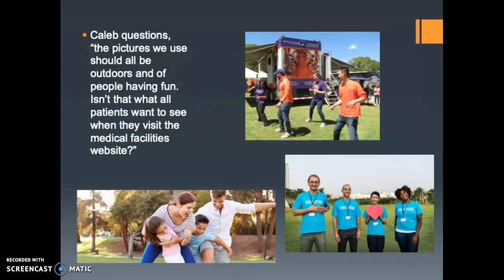In our third scenario here, Caleb questions, the pictures we use should all be outdoors and of people having fun. Isn't that what all patients want to see when they visit the medical facility's website? So we have many different images here. Many people doing outdoor activities, and many hospitals, as a matter of fact, use outdoors for charity events or other events.